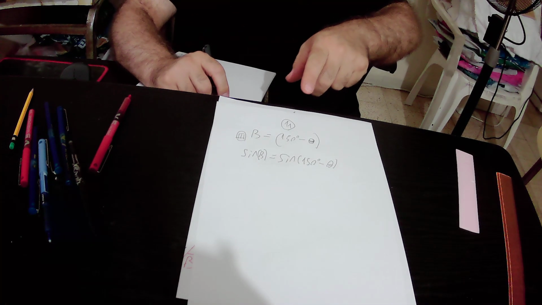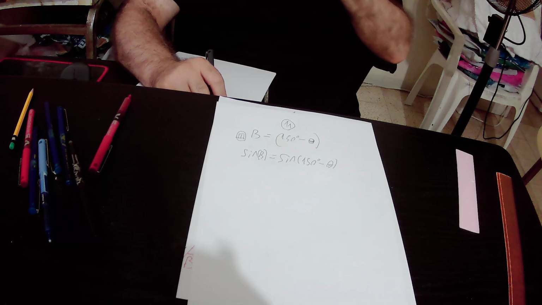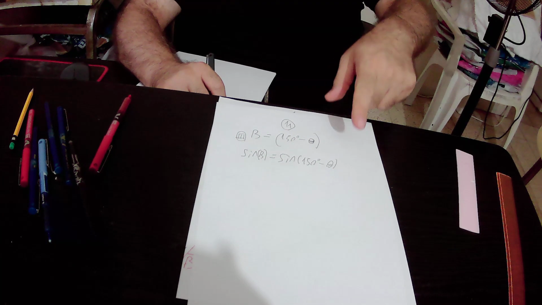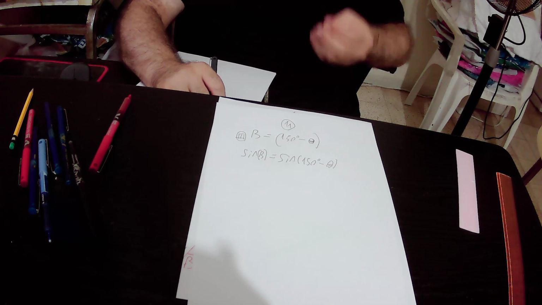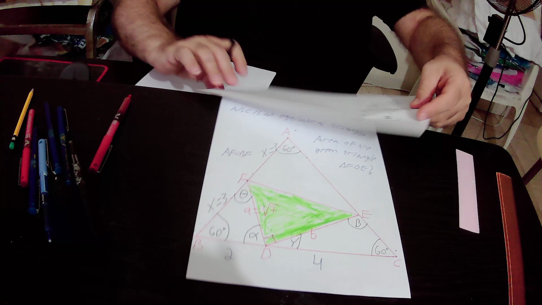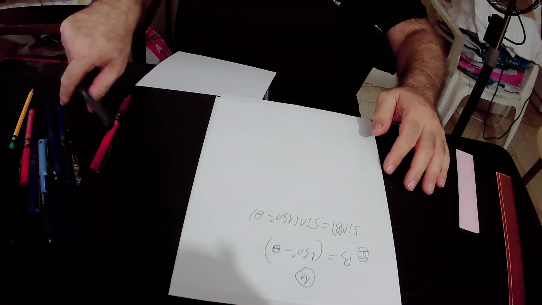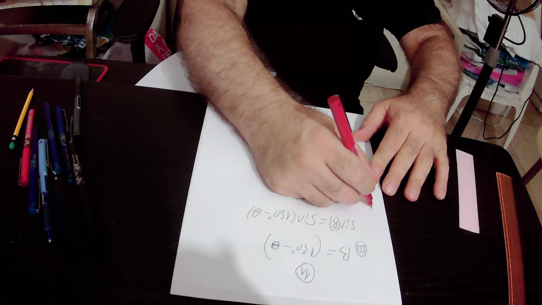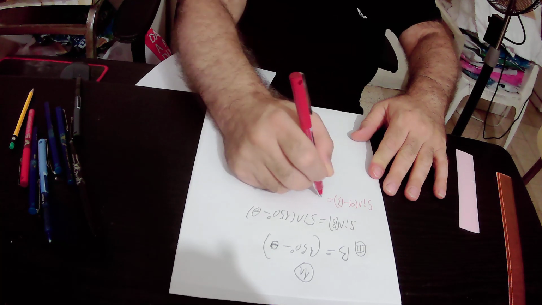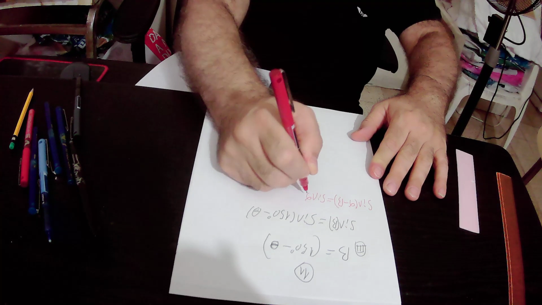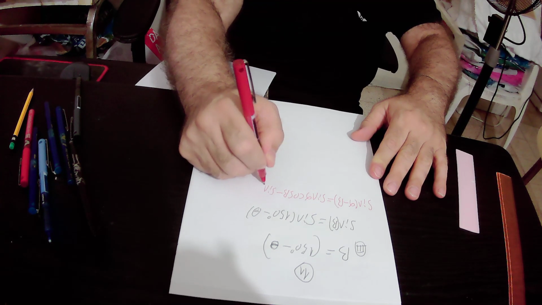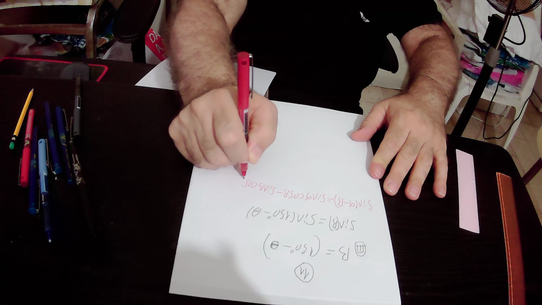We got this equality, and in order to find out the value of sine of 150 degrees minus theta, we will use the second trigonometric identity that states that the value of sine of alpha minus beta equals sine alpha cosine beta minus sine beta cosine alpha.